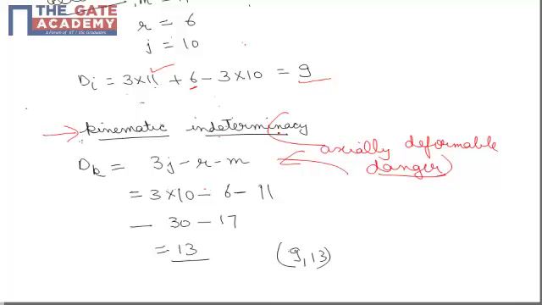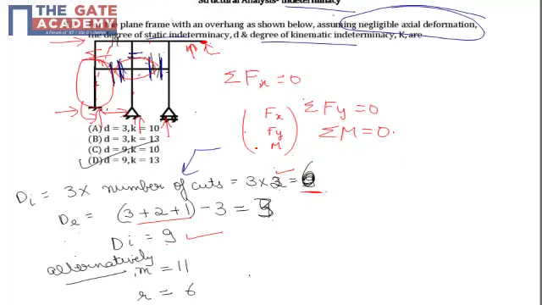Deflection unknowns means deflection in x direction, deflection in y direction and rotations, that is theta. But here, since it is axially indeformable, it comes out as 3 into j minus the number of reactions, which is 6, minus m, the number of members, which gives 30 minus 6 minus 11, that is 13. So 9 and 13 are the correct answers.